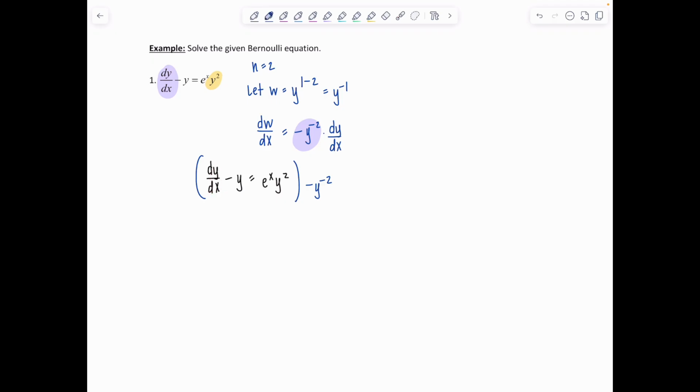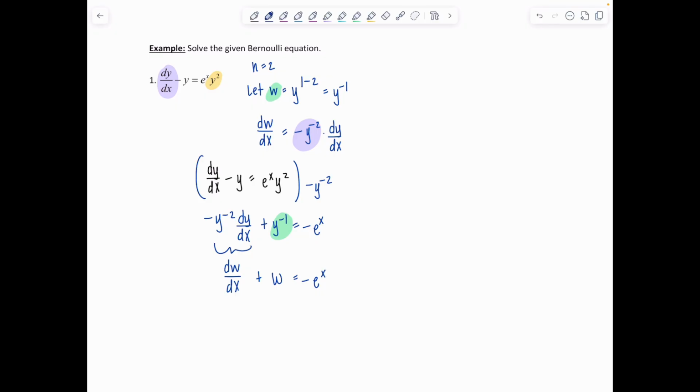So now let's see what we got. Negative y to the negative second dy/dx, this will be plus y to the negative first equals negative e to the x. Are we okay? All right, good. So now, yep, this is perfect. This is dw/dx plus, okay, I don't want to write y to the negative first anymore. I want this to be linear in w. Yep, y to the negative first is w, equals negative e to the x. Perfect. There we go. Now we have a linear differential equation.